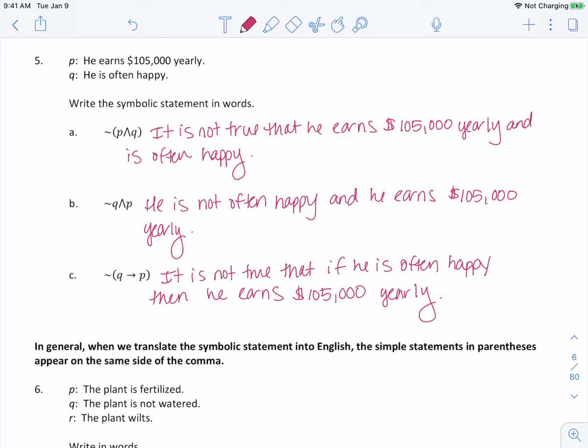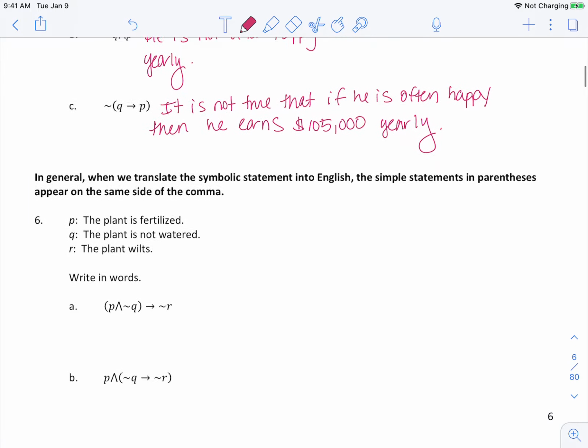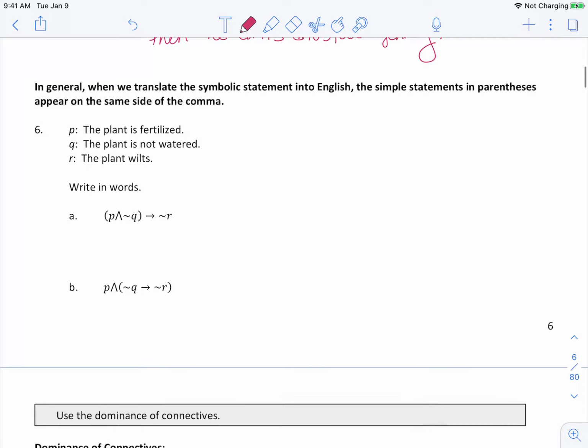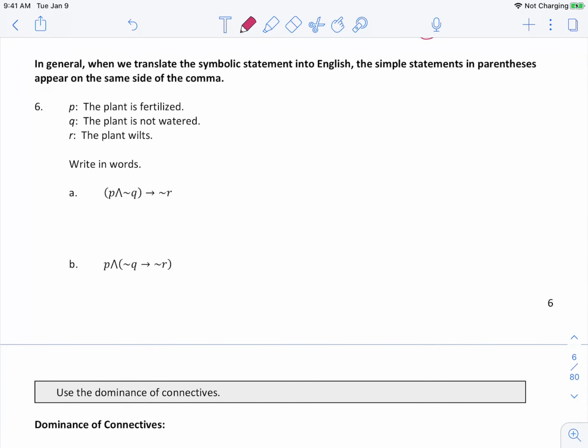In general, when we translate the symbolic statement into English, the simple statements in parentheses appear on the same side of the comma. So for number 6 here, we have P represents the plant is fertilized, Q represents the plant is not watered, and R represents the plant wilts. So we're going to write each of these in words. So I want you to take a few minutes here to try to write these in words and pay careful attention to where you're placing the comma.